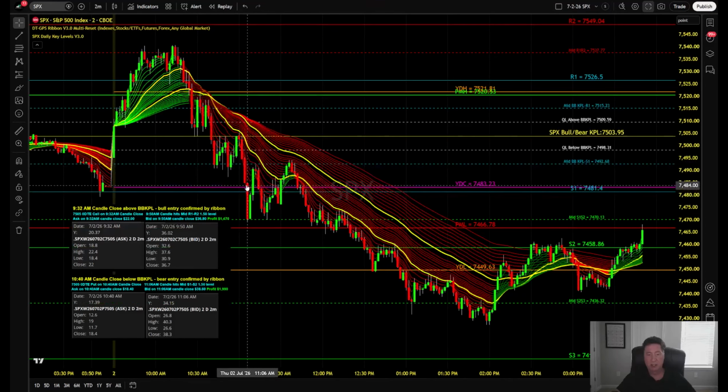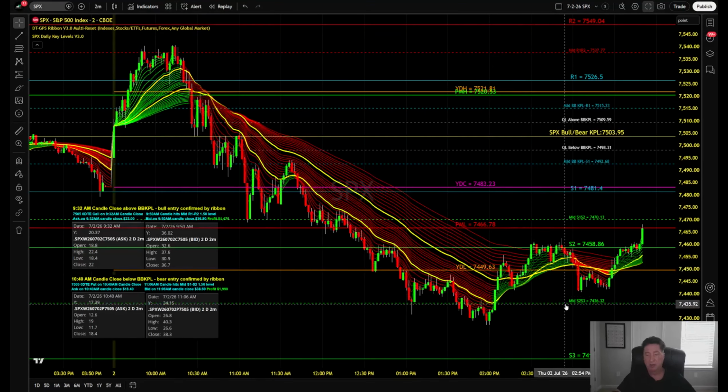So here, since this candle took out all three of these targets, then your next one is the PML, then the S2, then YDL, then the midpoint level here.